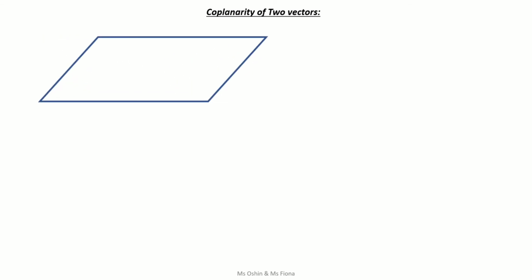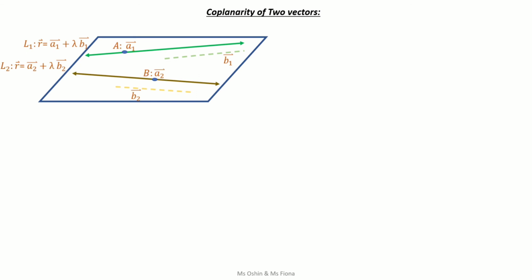Coplanarity of two lines. Consider a plane with line 1 given by vector r is equal to vector a1 plus lambda times vector b1, where a1 vector is the position vector of point A on L1 and b1 vector is a vector which is parallel to L1. Let us consider L2 as vector r is equal to a2 vector plus lambda times b2 vector, where a2 vector is the position vector of point B on L2 and b2 vector is a parallel vector to L2.